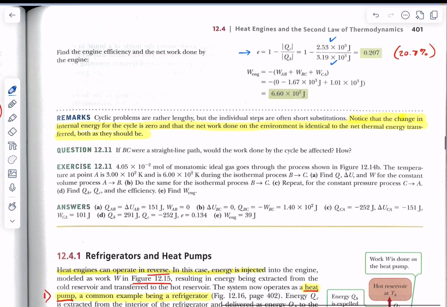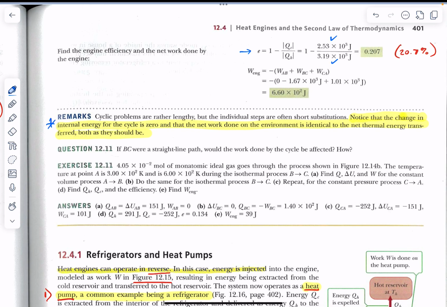So let's take a look at the remarks. Cyclic processes are lengthy, and you just saw all the different parts of this problem. Notice that the change in internal energy for the cycle is 0, and that the net work done on the environment is identical to the net thermal energy transferred, both as they should be. And of course, all of this is somewhat theoretical because technically speaking, you never end up at exactly the same place that you started with, because the second law, as we develop it in this chapter, means that no engine can be 100% efficient.